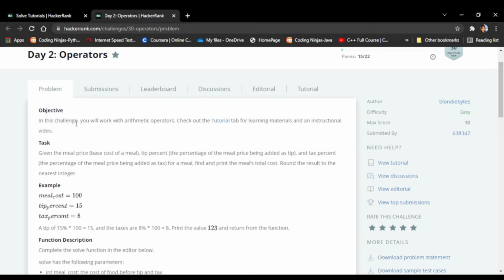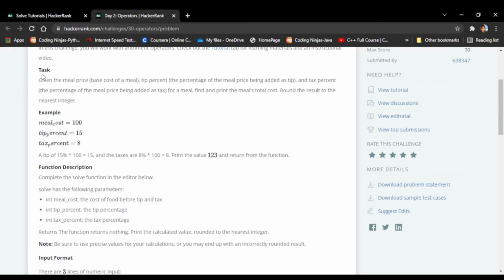So in this challenge we will work with arithmetic operators. Here the task is given: the meal price, the tip percent and the tax percent are given. So we have to find and print the meal's total cost and round off the result to the nearest integer.